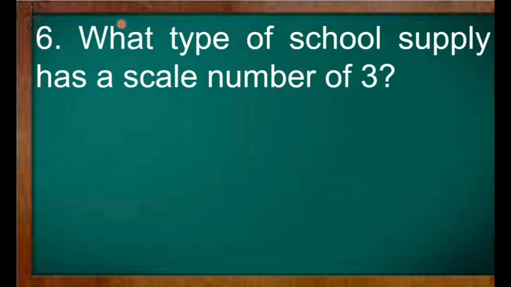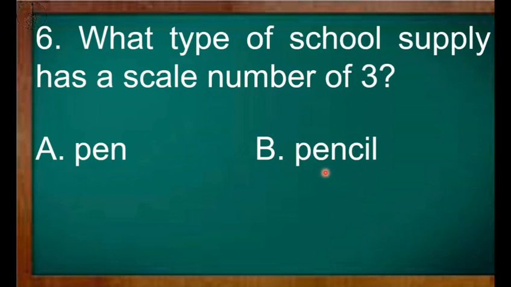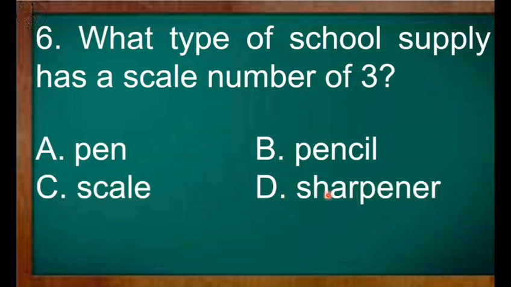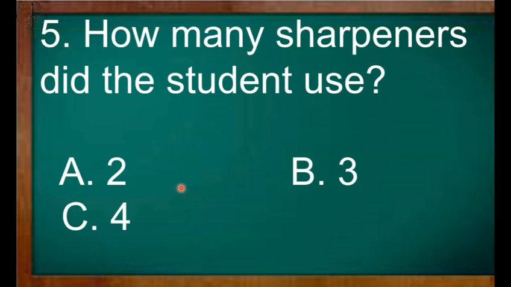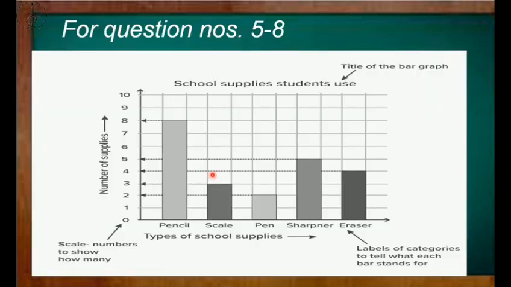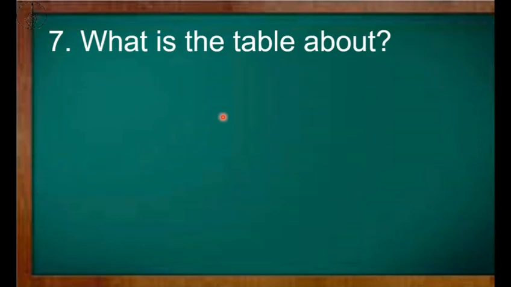Number 6. What type of school supply has a scale number of 3? Okay, options: pen, pencil, scale, and sharpener. The correct answer here is letter C, that is scale. If you are going to go back to this chart, scale is 3. Okay.